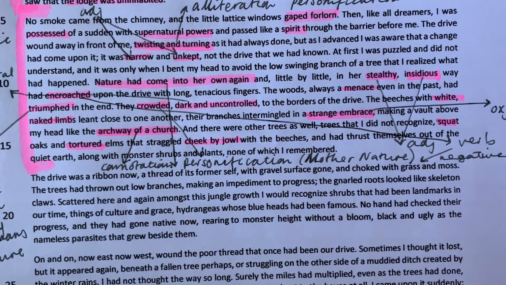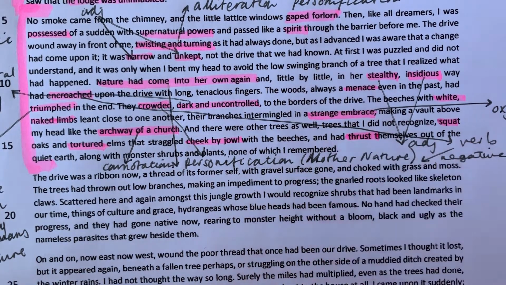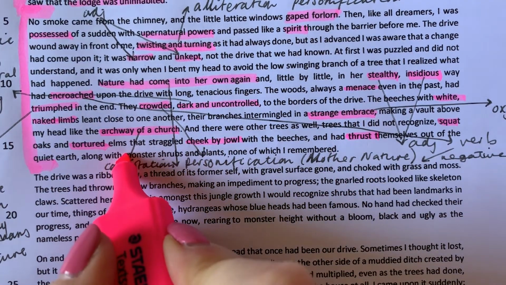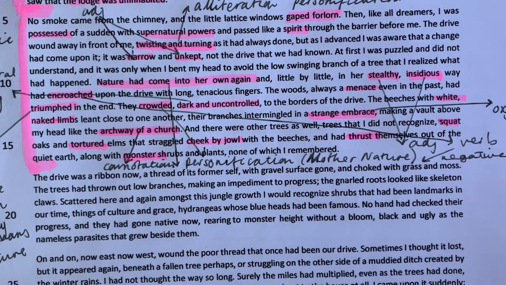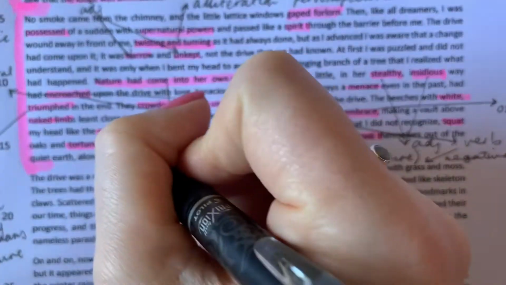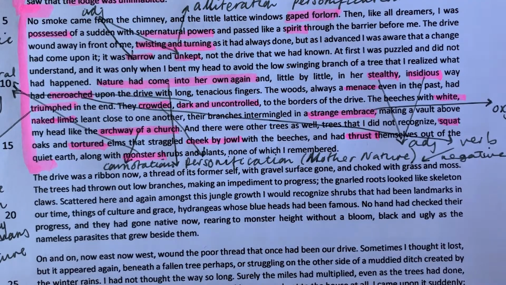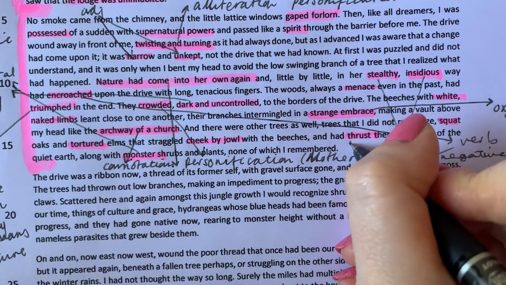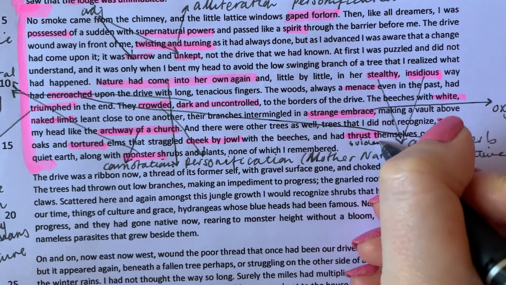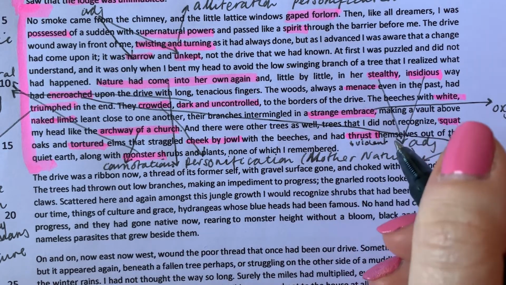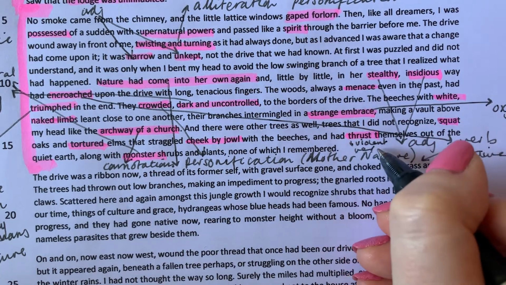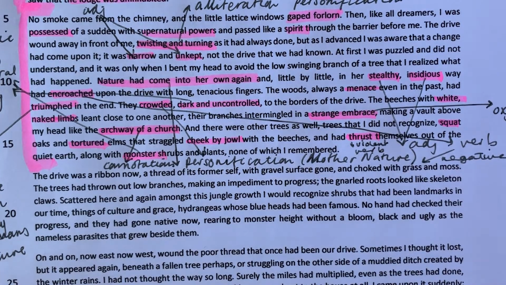by jowl. And had thrust themselves out of the quiet earth along with monster shrubs and plants, none of which I remembered. Okay, verb thrust, very violent verb, and monster shrubs, interesting adjective again. Monster clearly links to our semantic field of supernatural there, and thrust is a violent verb. And again, that doesn't match with a nice afternoon stroll through the woods that we should be getting here.